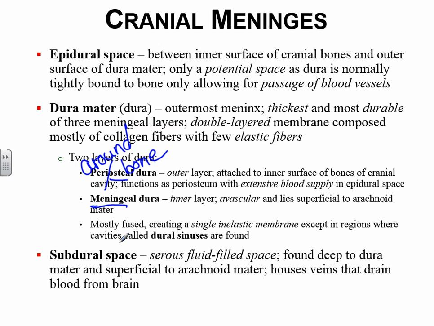The second layer in, which touches the other meninges, is called the meningeal dura. It is an inner layer, but it doesn't have any blood flow to it. It's mostly fused together with the periosteal layer. So in most brains, when you're dissecting them away, you can't really pull apart the two layers of the dura mater. They seem to be a single inelastic membrane, except in certain regions. So I'm going to give you kind of a big idea.